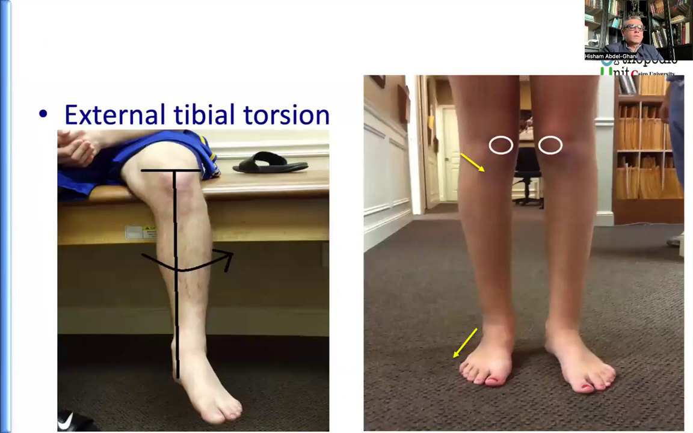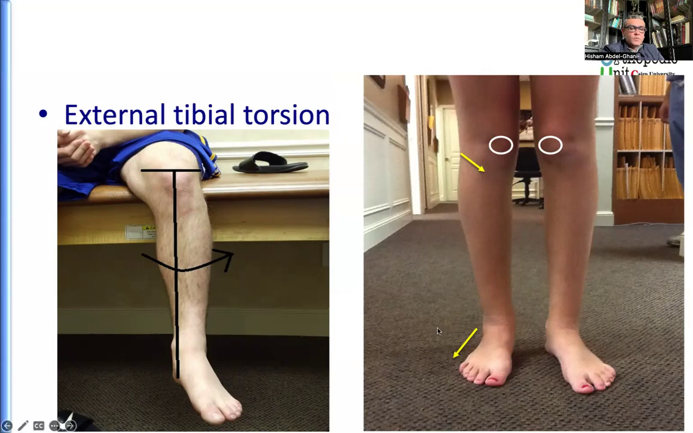Also, we can measure it by using the bimalleolar axis if the foot has any form of deformity, by flexing the knee at the edge of a table and then holding the malleoli, the medial and lateral malleolus, and then measuring the degree of external rotation.